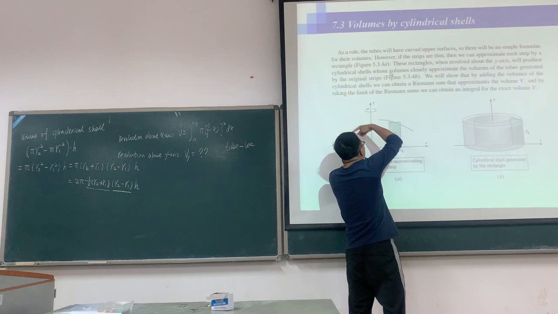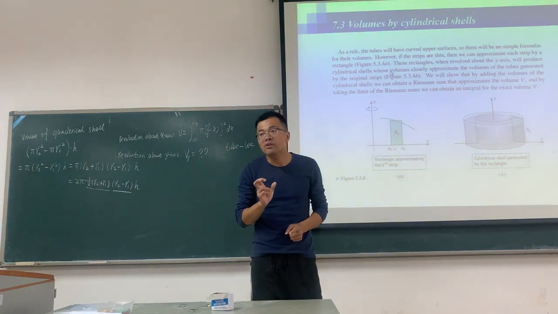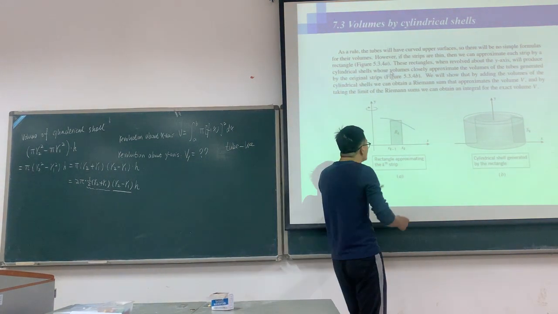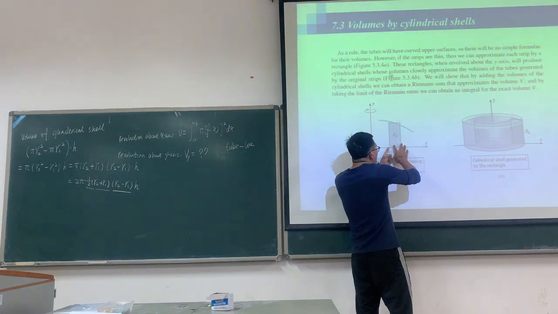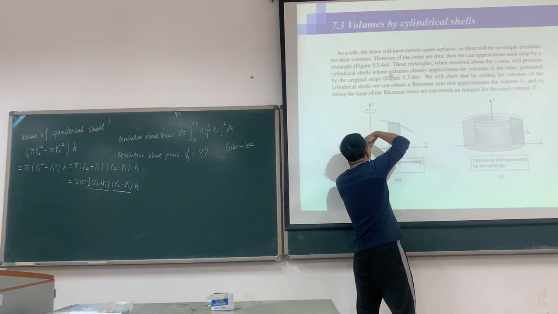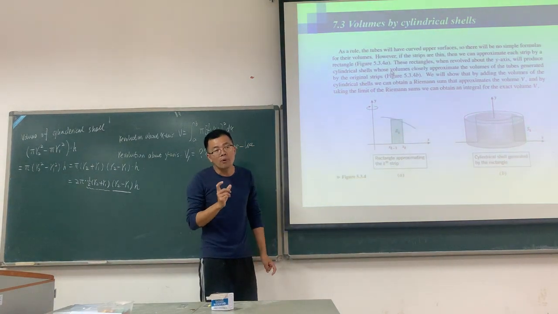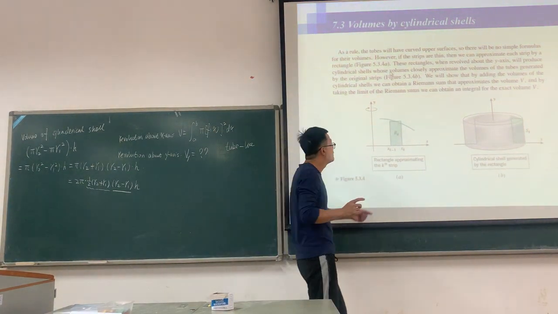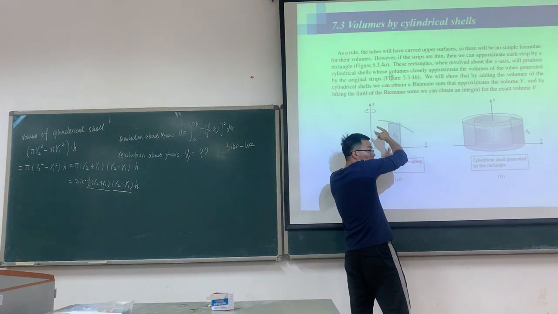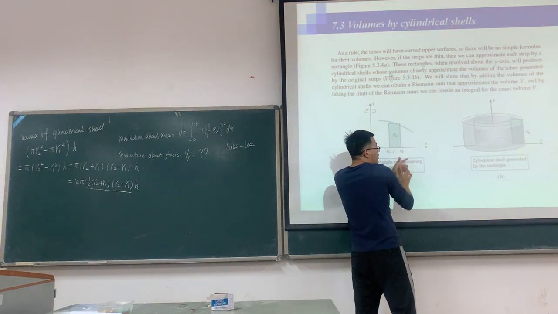So this strap revolving about the y-axis, we can obtain a tube-like solid, and we need to find the volume of the tube-like solid. But actually we can use a rectangle to approximate the strap. The rectangle can also revolve about the y-axis. So we use the volume of the revolving rectangle to approximate the volume of the tube-like solid.